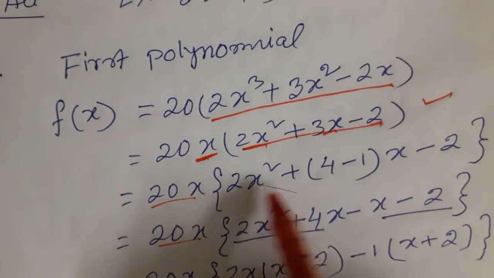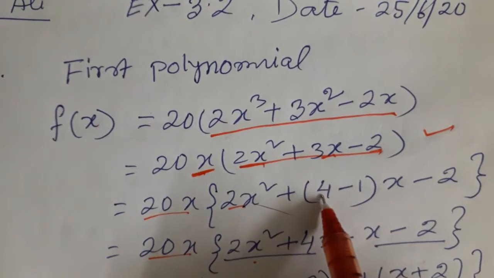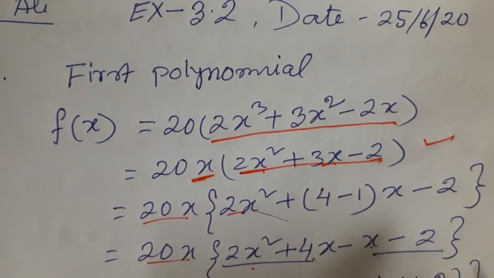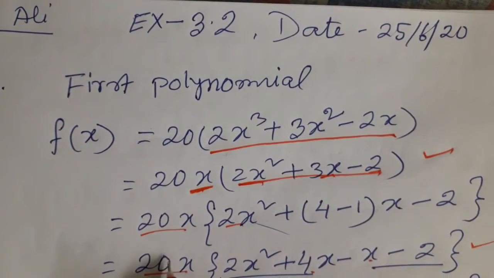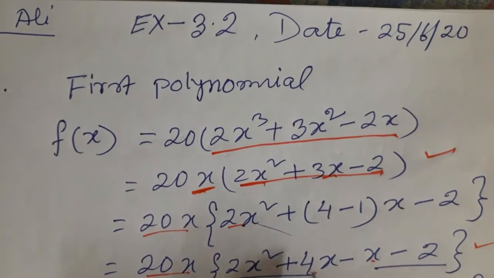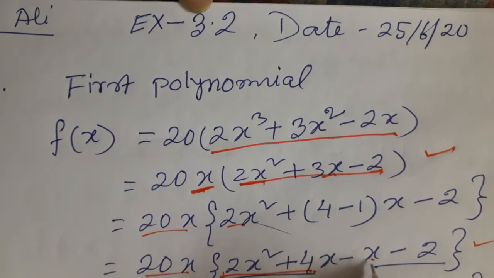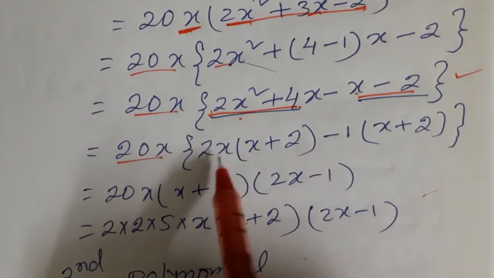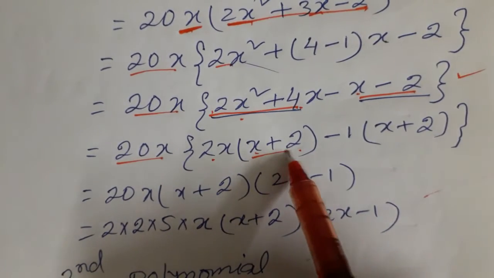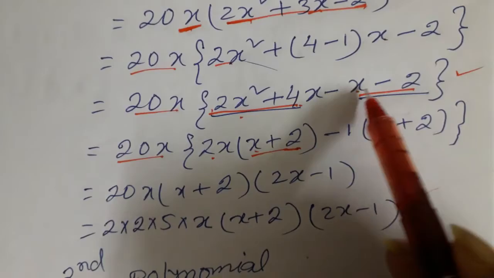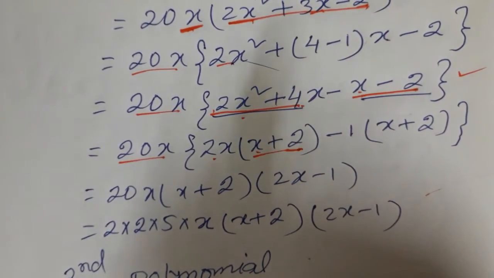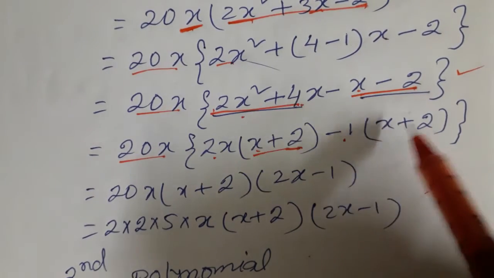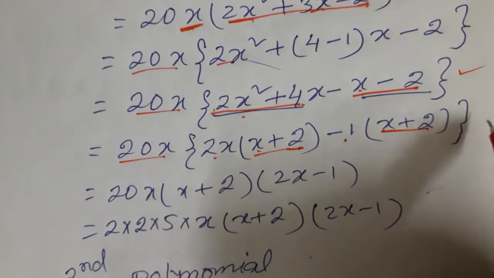2x I have written here, and 2x and 4 minus x I multiply by the x, that is 4x minus x minus 2. Then again this one as it is I have written, and from here 2 pairs is there, and I have taken 2x from the first, x plus 2 is written, and here there is no common factor, only 1 is there, so I have taken common 1. Then x plus 2 is written here.